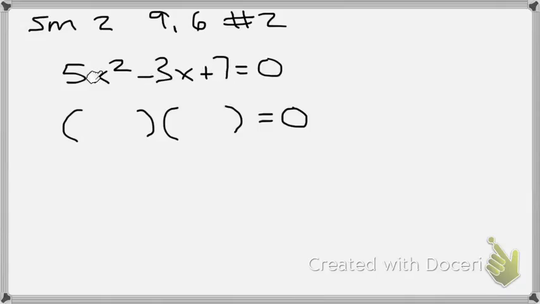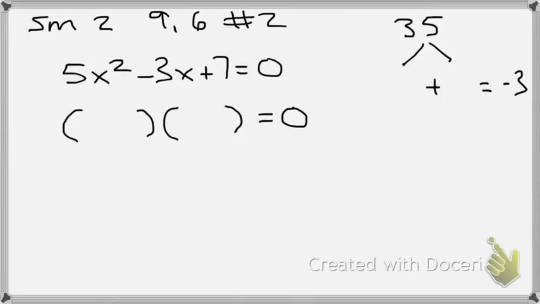But this time I have a number in front, right? So I have to take the 5 and times it by the 7, A times C. So that's going to be 35. Then I need to find factors of 35 that add up to negative 3. And there are none. Okay? So we can't do it this way.